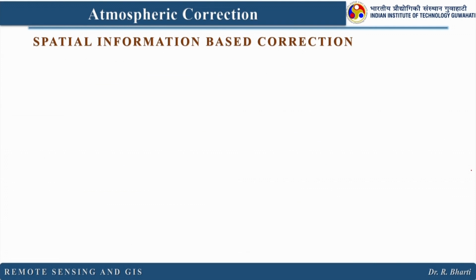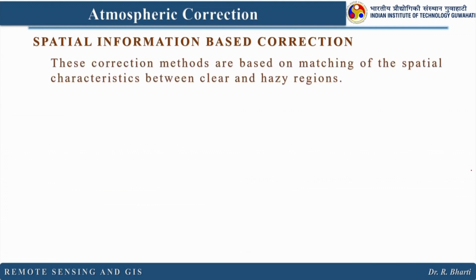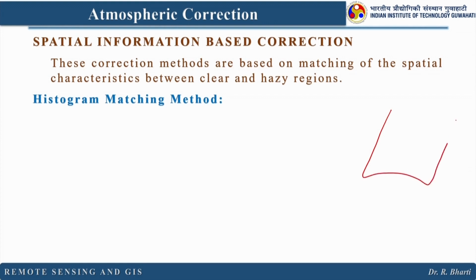Next is spatial information based correction. Here these correction methods are based on matching of the spatial characteristics between clear and hazy region. So, here for the same area, for the same scene, you will have two types of areas within the image. One is highly affected with this haze and one is very clear. So, you do not have any problem from the atmosphere, or I would say aerosol.